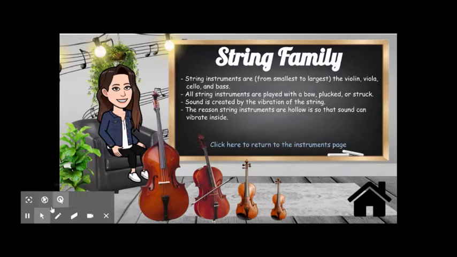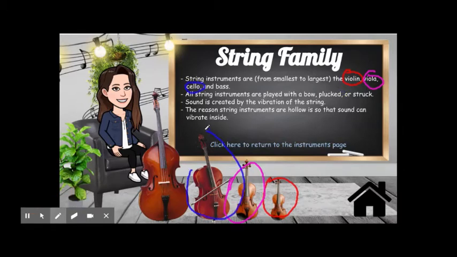When you take that bow and play it over the string, it makes the string vibrate, which creates sound. The reason string instruments are hollow is so that sound can vibrate on the inside. Let's take a moment and go over our different instruments. We have the violin, the smallest and the highest. The viola, very much like the violin, but a little bit bigger and lower. The cello, definitely a lot bigger. And the bass, which is bigger than even you or me.